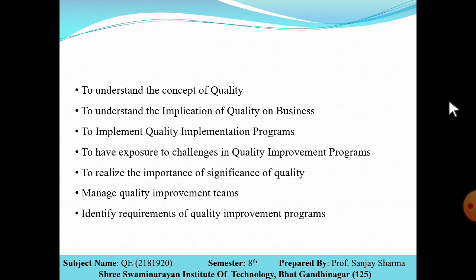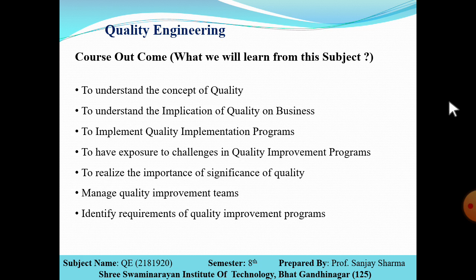Now, what are the course outcomes of the subject? First is to understand the concept of quality. By learning this subject, you will be able to understand what quality is, how to maintain that quality, and why quality is required. So the entire concept of quality will be clear to you. Second, to understand the implication of quality on business. What is the effect of quality on the business?